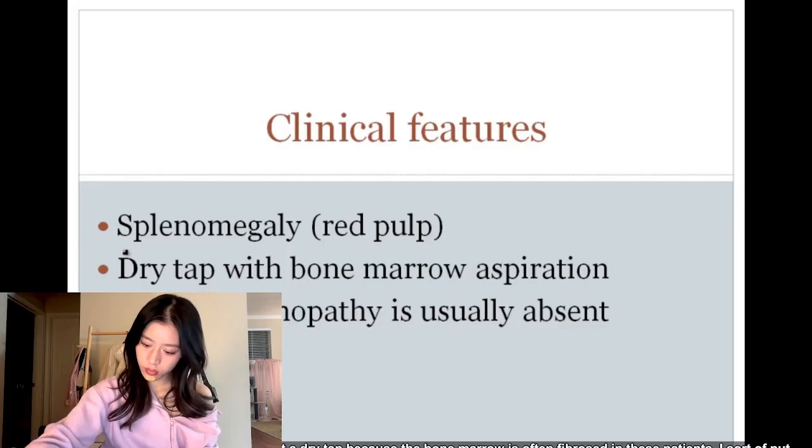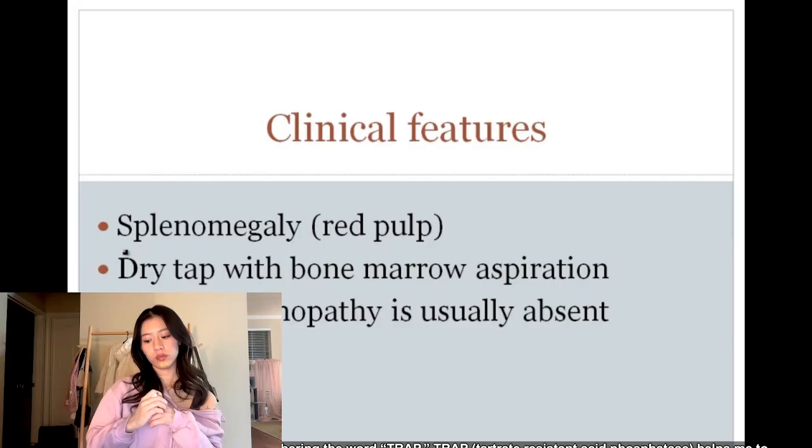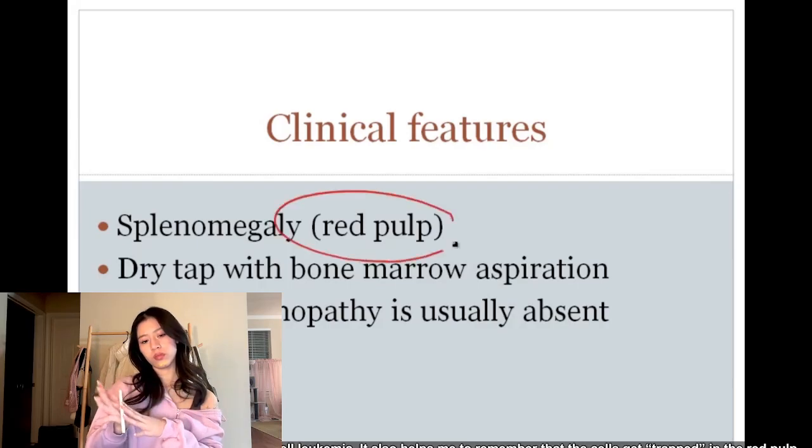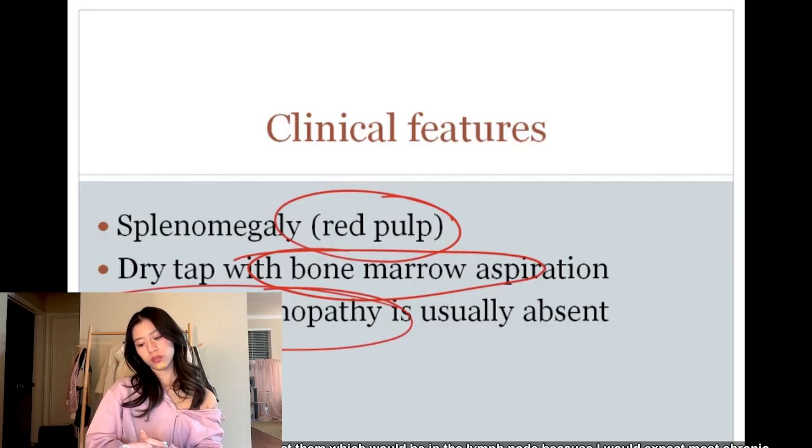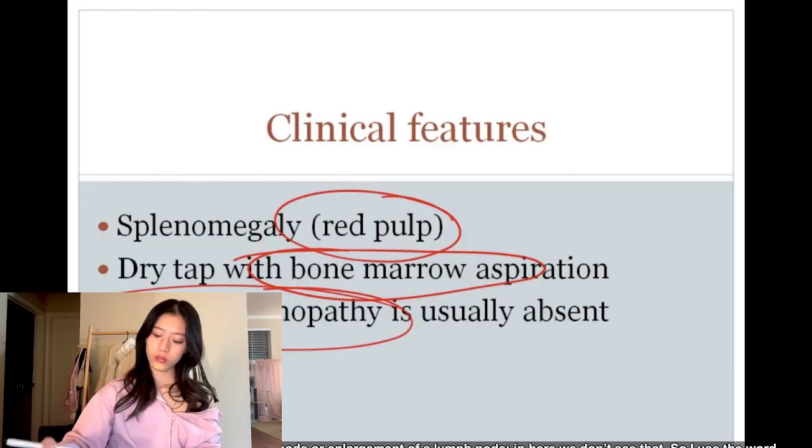I sort of put this entire story together by simply remembering the word TRAP. TRAP, tartrate-resistant acid phosphatase, helps me to remember the chemical reaction that is classic for hairy cell leukemia. It also helps me to remember that the cells get trapped in the red pulp, and they get trapped in the bone marrow. And because they're trapped in the red pulp and trapped in the bone marrow, they can't go to the place where I would normally expect them, which would be in the lymph node, because I would expect most chronic leukemias would actually cause expansion of the lymph node or enlargement of the lymph node, and here we don't see that. So I use the word TRAP to really help me remember most of the clinical features of hairy cell leukemia.